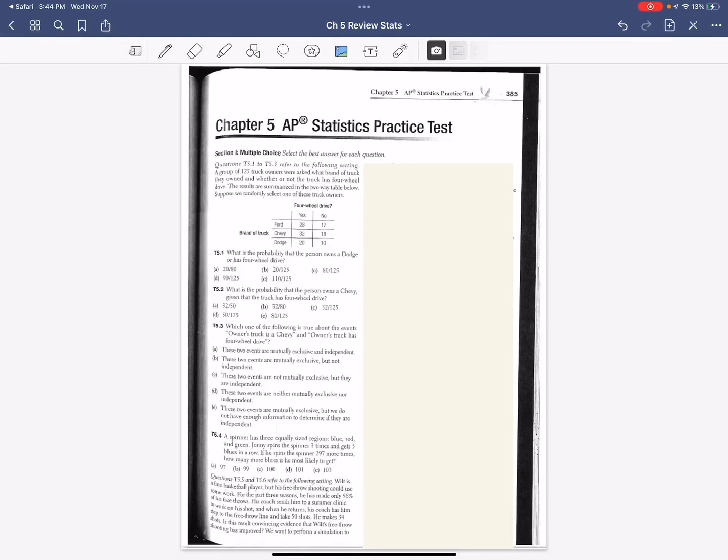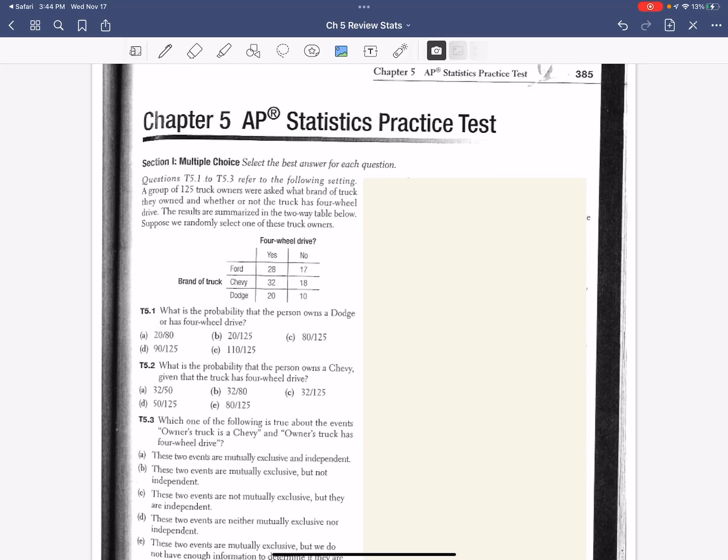Hey guys, we're going to do the practice test for chapter 5. So make sure you get a piece of scratch paper, right? Because you'll need to show your work on another piece of paper.